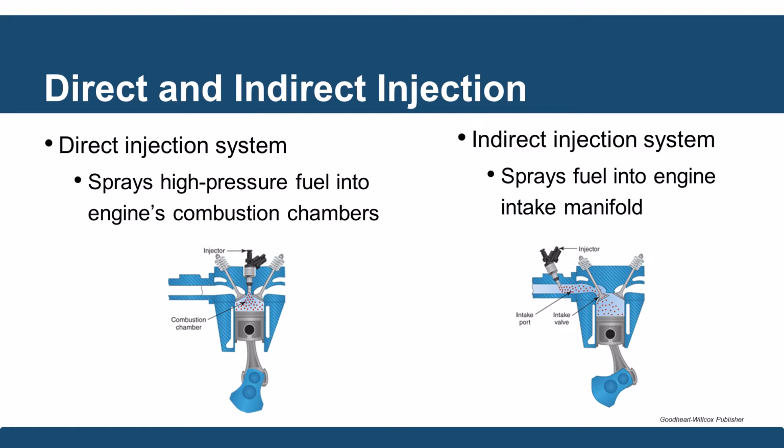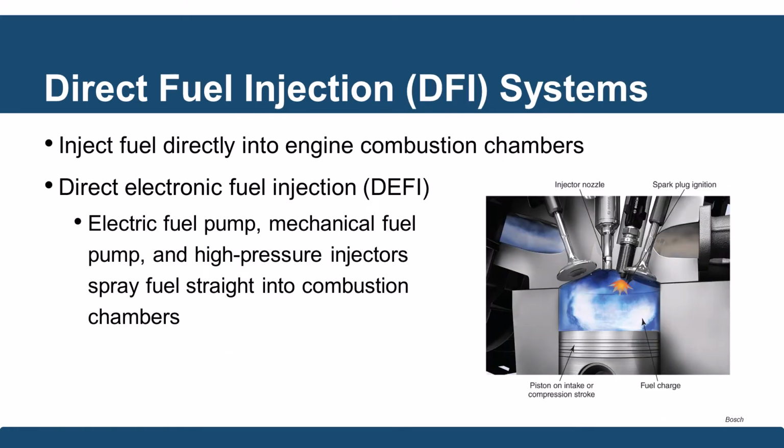Now, when we look at direct and indirect, when comparing the two, a direct injection system sprays high-pressure fuel into the engine combustion chambers. And this is usually very high pressure because it's got to overcome the pressure inside that chamber. An indirect injection system sprays the fuel into the engine intake manifold, usually very close to the intake valve. These don't have to be quite as high of a pressure, and were very popular for a long period of time. So here on the direct fuel injection systems, you can see that injector dead in the middle, and that injects fuel directly into the engine combustion chamber.